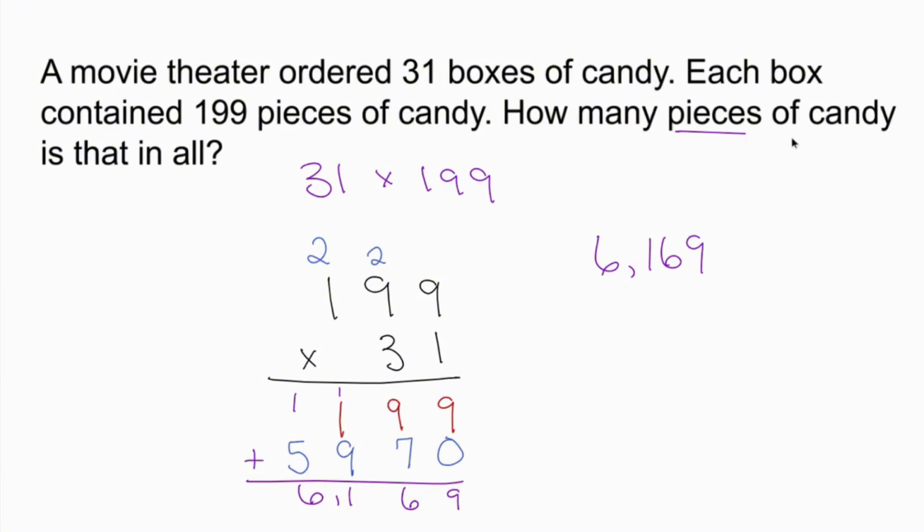Now this is a word problem, so let's answer using words. How many pieces of candy is that in all? 6,169 pieces of candy. And that's your answer.